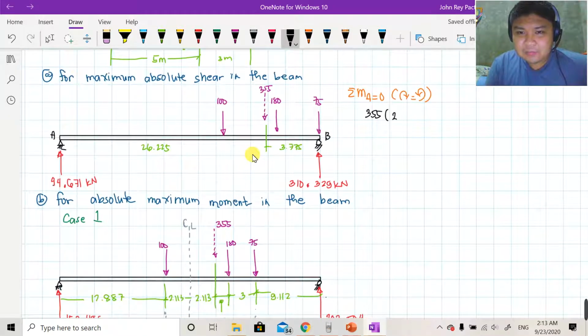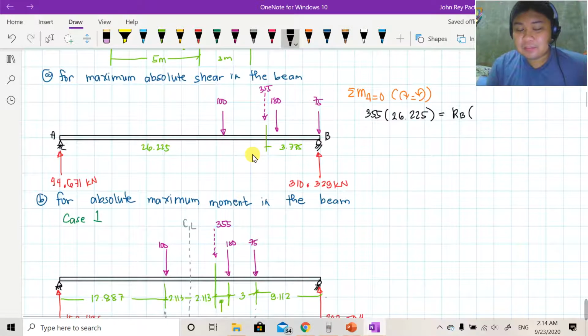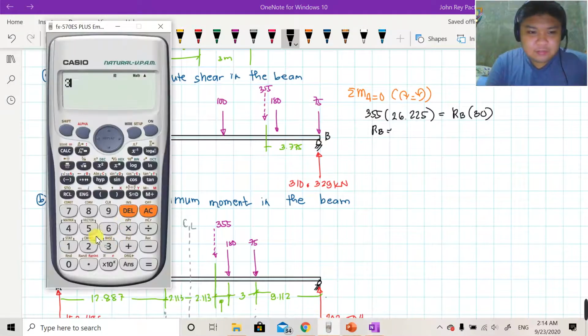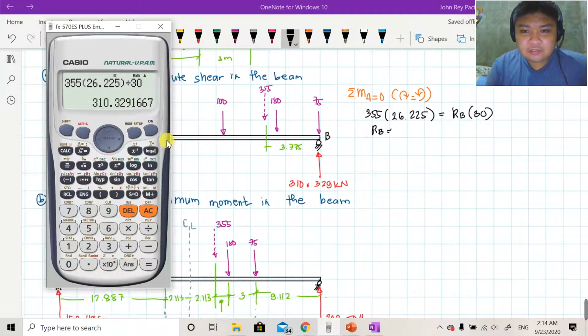355 tapos 26.225. Remind ko lang pala that the beam is 30 meter long. So based sa problem. So therefore, ang RB natin is equal to 355 times 26.225 divided by 30 siya class, 'di ba? So therefore, that is equal to 310.329 kilonewton.